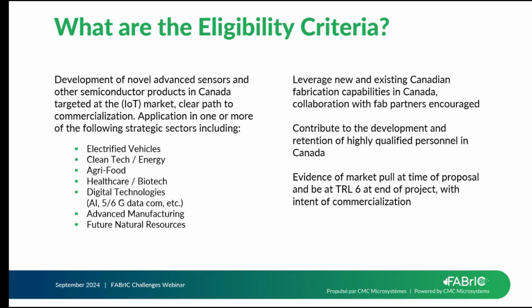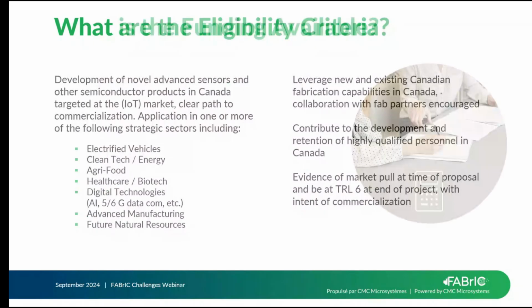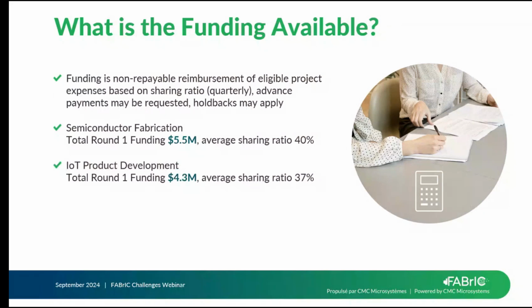Again, we're looking for a clear path to commercialization as well. We're hoping that the recipients will be able to leverage new or existing Canadian fabrication capabilities in Canada. And again, collaboration with Canadian fab partners is encouraged here. We're looking for projects that will also contribute to the development and retention of HQP in Canada, and that includes job creation and retention. And again, evidence of market pull at the time of the proposal. So we're looking for a decent business case in terms of what your project is going to do. And we are also looking for products that will be at a TRL 6 at the end of the project with the intent of commercialization following the project.